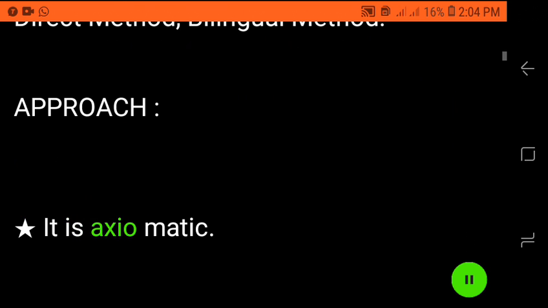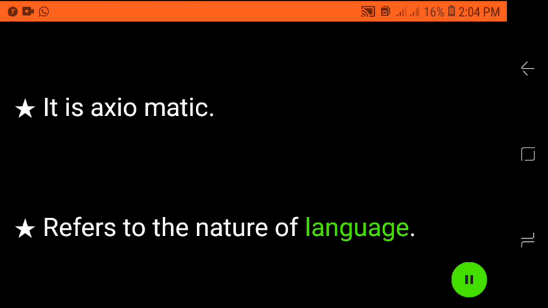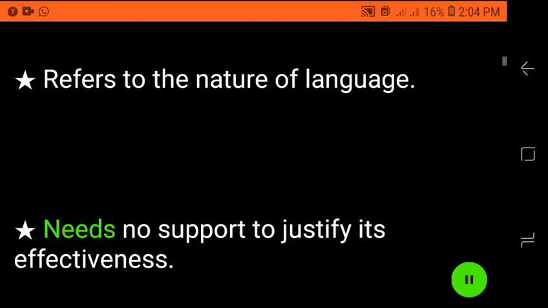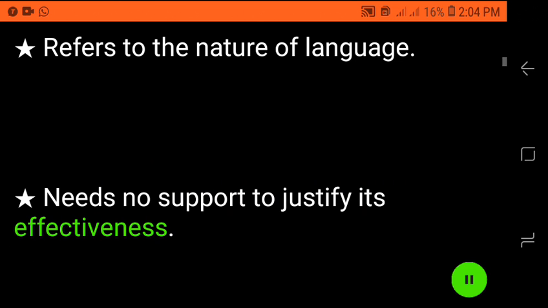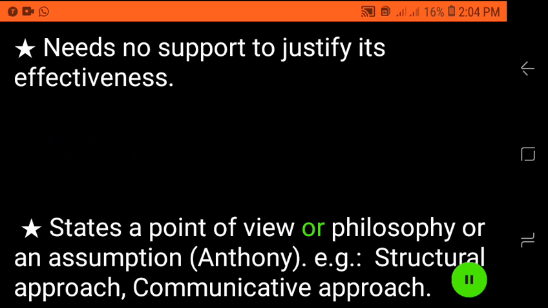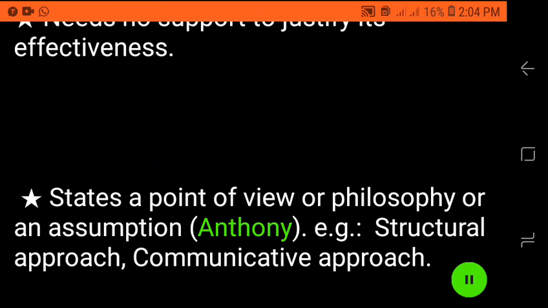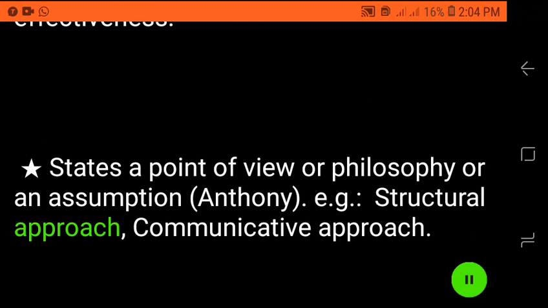Approach. It is axiomatic. Refers to the nature of language. Needs no support to justify its effectiveness. States a point of view, a philosophy or an assumption. Anthony. E.g., structural approach, communicative approach.